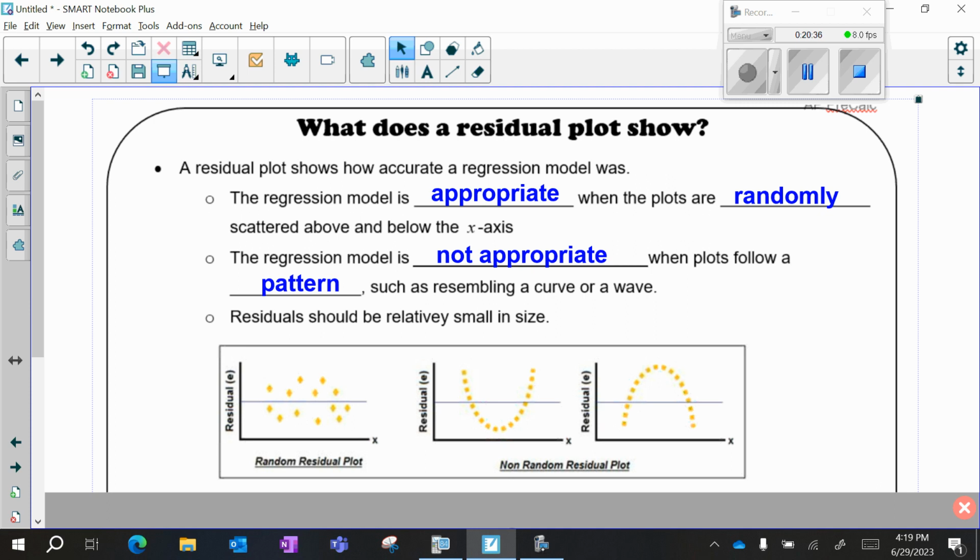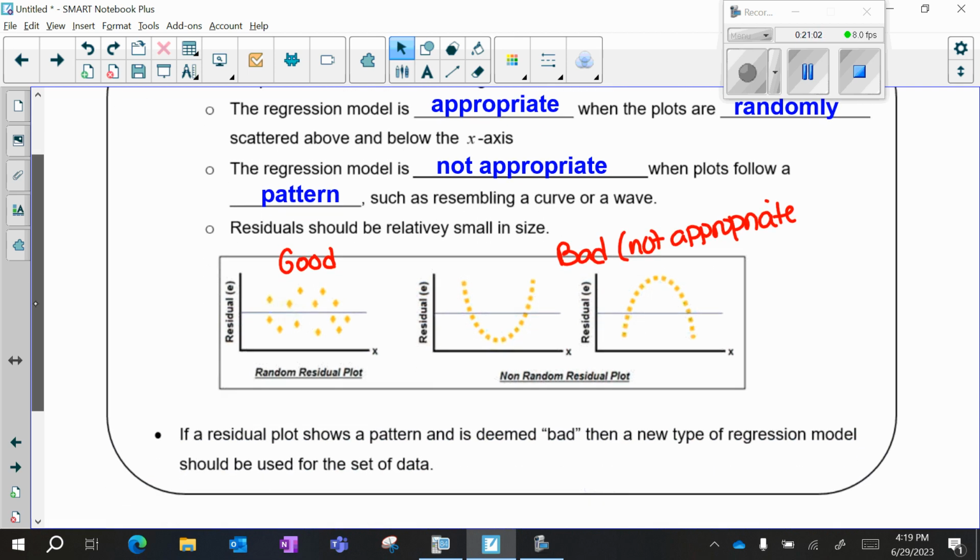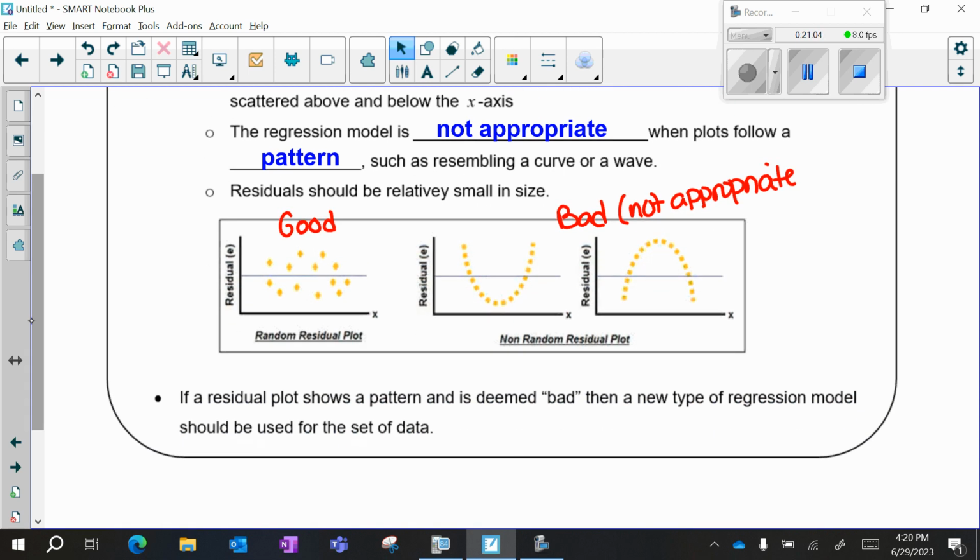So here would be a good fit. These would be a bad fit or not appropriate. And what does that mean when it's not appropriate? It means that we are probably going to have a better model to choose. So for example, instead of a linear, we could choose a logistic, or instead of an exponential, we could choose a linear, or a quadratic versus a cubic, or all of these different things that we will learn about eventually. But right now, you just need to know that random is good for a residual plot, pattern is bad.